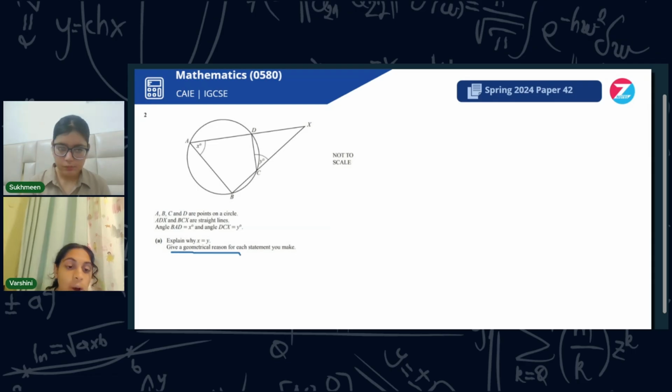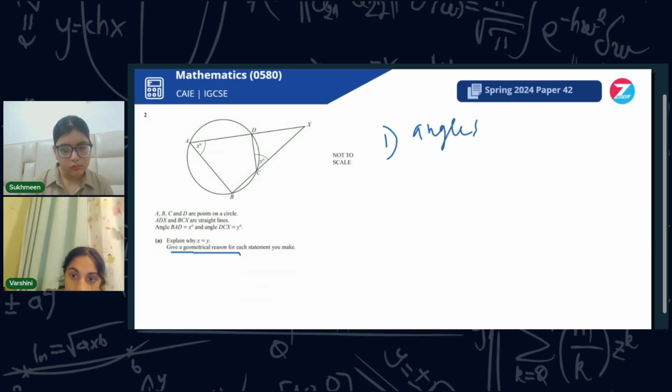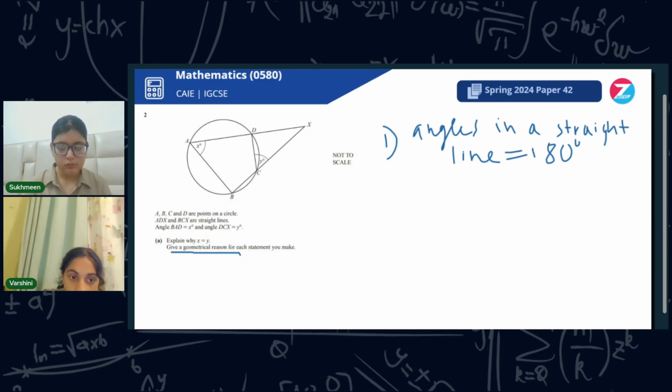Okay, so first, we know that angles on a straight line equals 180. So we can say angles in a straight line equals 180 degrees. And so therefore, we know y degrees plus this angle BCD gives us 180.